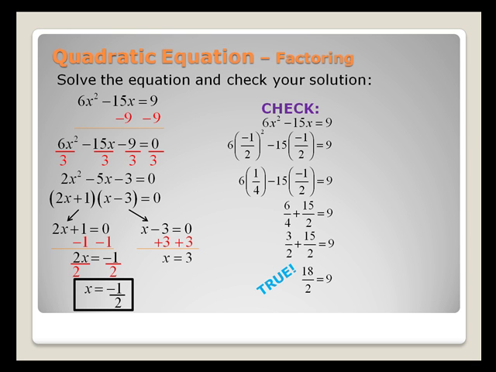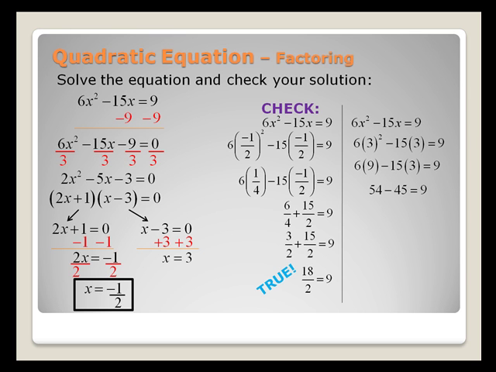We have to check our other solution too. So let's go back to our original equation again. This time in place of x, we're going to plug in 3. Everywhere we see an x, we're going to put a 3 instead. Okay, let's apply our exponent. 3 squared is 9. 6 times 9 is 54, and negative 15 times 3 is negative 45. 54 minus 45 really is equal to 9. This is a true statement as well. So now we know that x equals 3 is also a solution to this quadratic equation. So we have two solutions, x equals negative 1/2 and x equals 3.